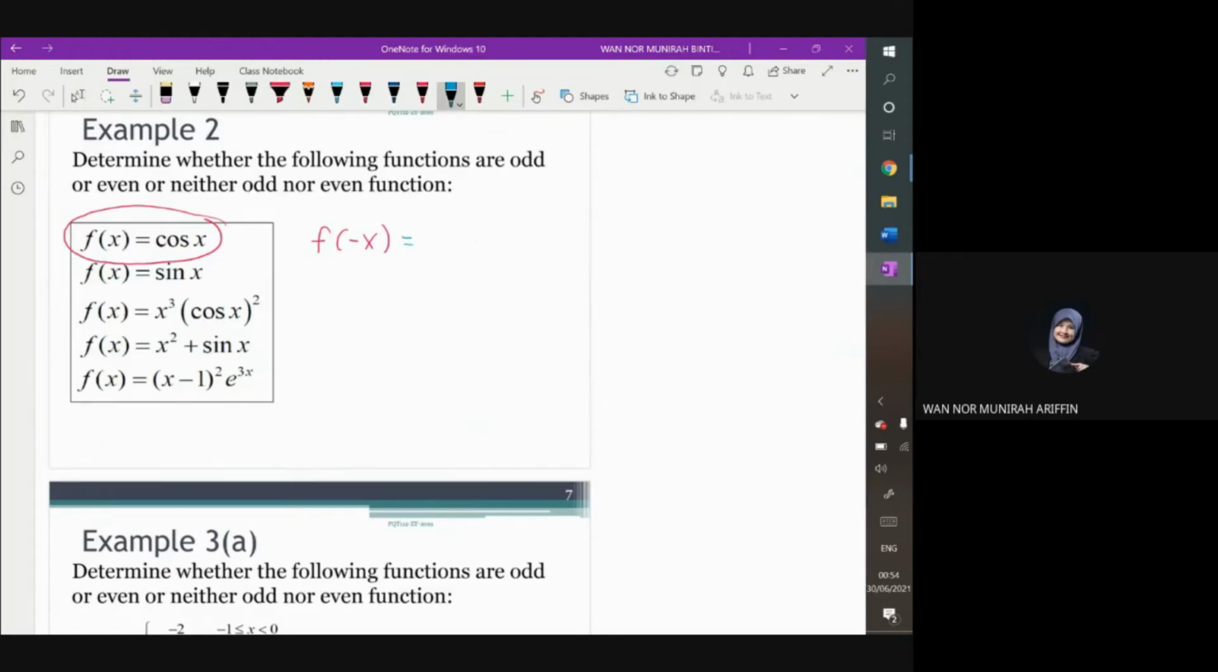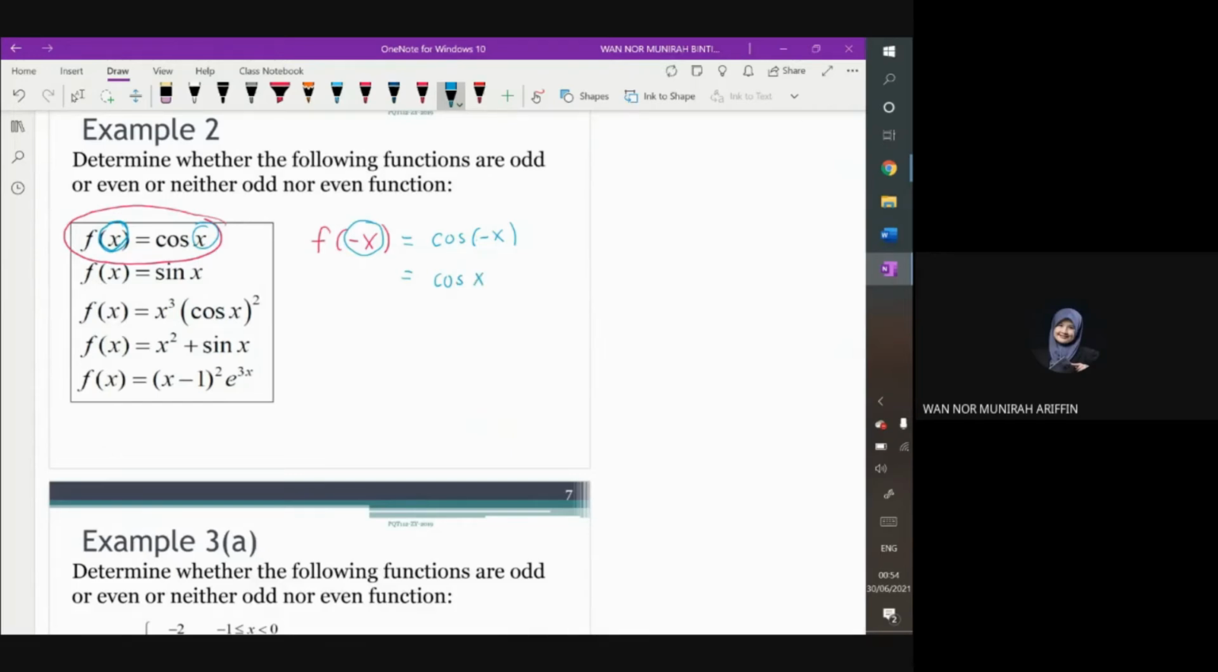So this means that each time you find x, you must replace it by negative x. So I will have cos negative x. You must always remember that cosine of negative x will always be the positive of cosine. So this one is equal to cos x.